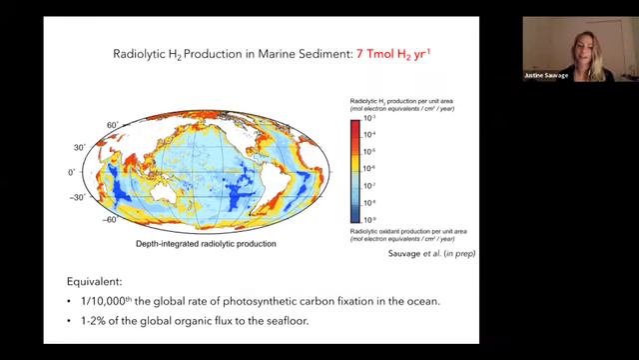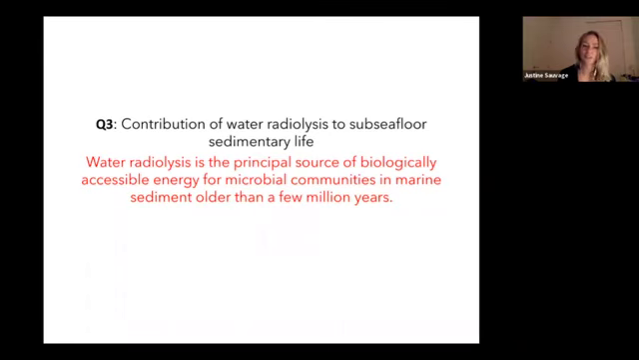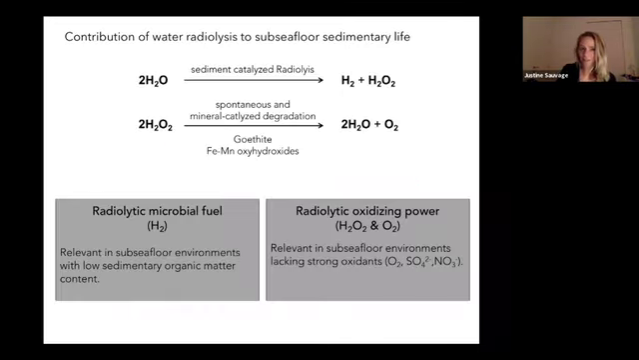So the last question is really looking at the contribution of water radiolysis, all those chemical compounds being produced: how relevant is that process to subseafloor microbial metabolism? So only looking at marine sediment, not at the overlying ocean, really focusing on the subseafloor. The result of this analysis shows that water radiolysis is the principal source of biologically accessible energy for microbial communities in sediments that are older than a few million years. And I'll show you how we got to this observation.